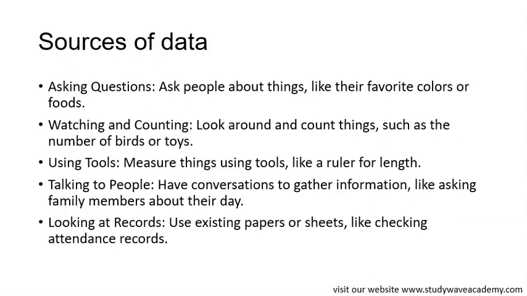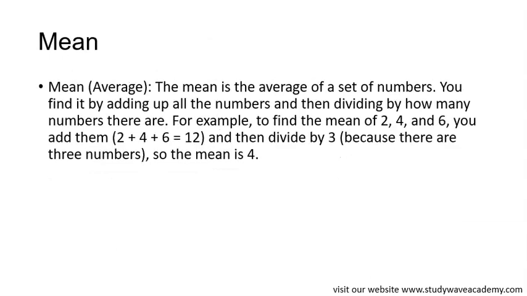Now, when you've gotten this data, this information, how do you work with it? You can use mean, median, or mode. First, we're going to be looking at mean. What do we mean by mean? Mean is the average. The mean is the average of a set of numbers. You find it by adding all the numbers and then dividing by how many numbers there are. For example, to find the mean of 2, 4, and 6, you add them, then divide by 3. So the mean is 4.